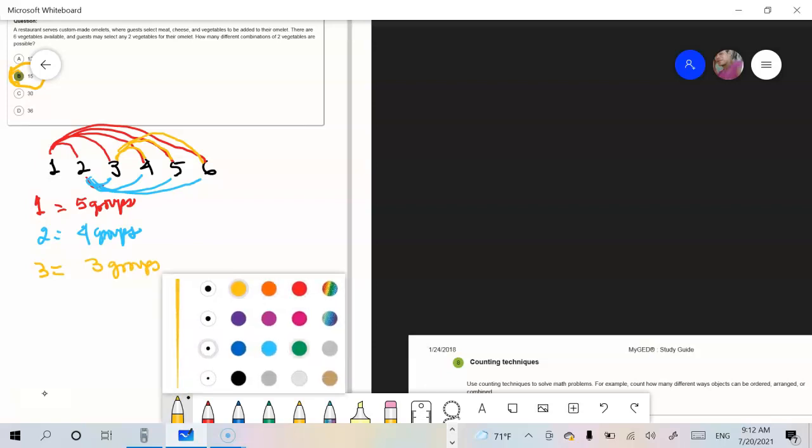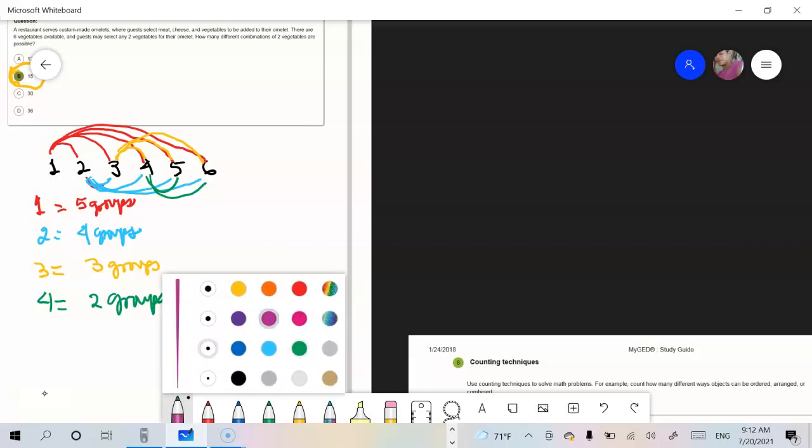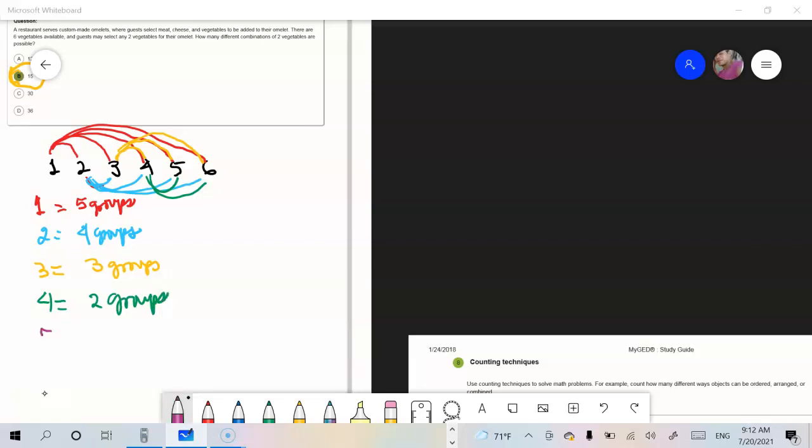Now let's do it with number 4. How many groups am I going to make? I see 1 and 4 are done, 2 and 4 are done, 3 and 4 are done. So I'm going to combine 4 with 5 and 6. That will give me 2 groups, and just that. Now with 5, all of the other groups are formed, so 5 can only be combined with 6. So I'm going to have just 1 group.